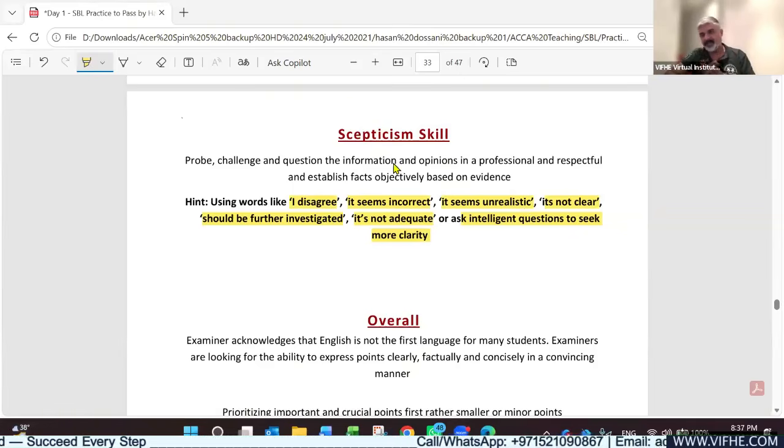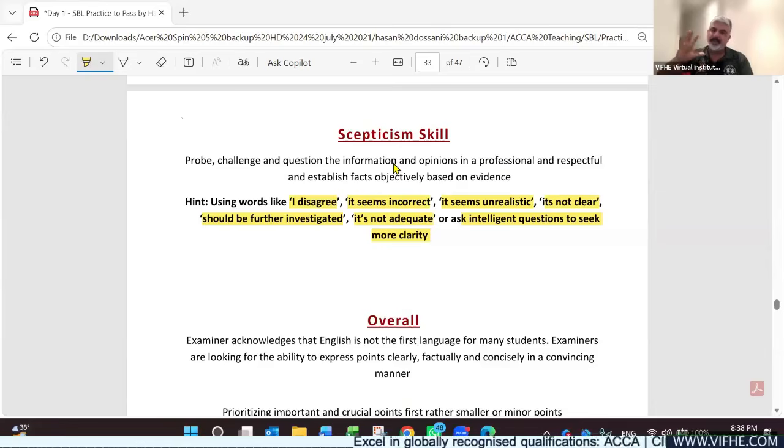Let me repeat my question. Supposing, as per marks, we are supposed to write 10 points in total. So, should we demonstrate skepticism in all the points or few points? Yes, few points, correct. It's not practical to challenge each and every point, right? It's not possible that all the points are incorrect and you are fighting on all the points. No, few points depending on the scenario.